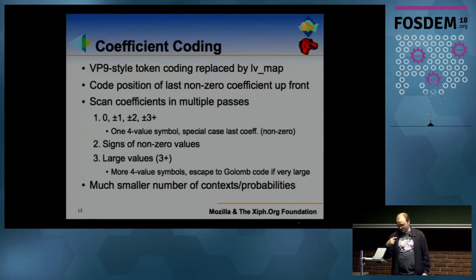So the advantage of this mainly is that you can get away with a much smaller number of contexts than we had in VP9. If you remember VP9's coefficient coding, it had some giant five-dimensional array of contexts, and we have a much smaller set for this. I think it is roughly a quarter of the size. So that's a thing that makes hardware companies happy.